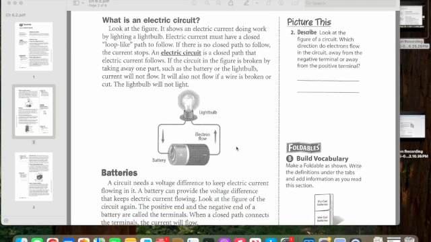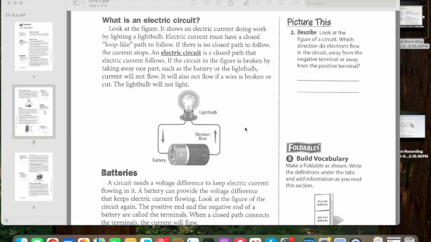What is an electric circuit? Look at the figure. It shows an electric current doing work by lighting a light bulb. Electric current must have a closed loop-like path to follow. If there is no closed path to follow, the current stops. We'll highlight this sentence. An electric circuit is a closed path that electric current follows.